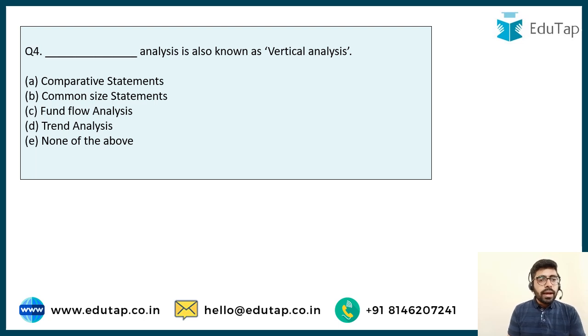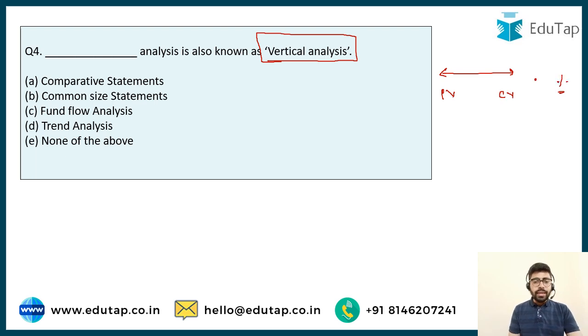Next question is, dash analysis is also known as vertical analysis. Now horizontal analysis was like this. So figures of the previous year, figures of the current year, you find out the difference and you find out the percentage difference. So it was very easy to do it. But now we are being asked about the vertical analysis. So what kind of analysis are we going to do here? We are going to do this kind of analysis.